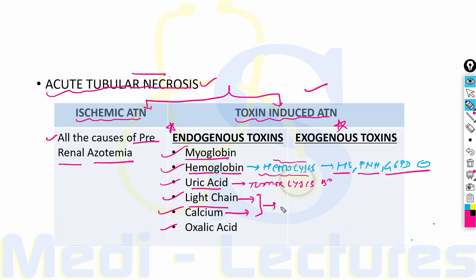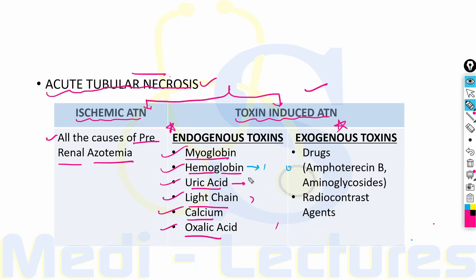These both are present in multiple myeloma. These both are reaching the kidney in multiple myeloma. Oxalic acid can cause the damage in cases of ethylene glycol ingestion. Now, after we have discussed all the endogenous toxins, the exogenous toxins can be in the form of drugs like amphotericin B, aminoglycosides, and there can be radio contrast agents which lead to acute tubular necrosis.